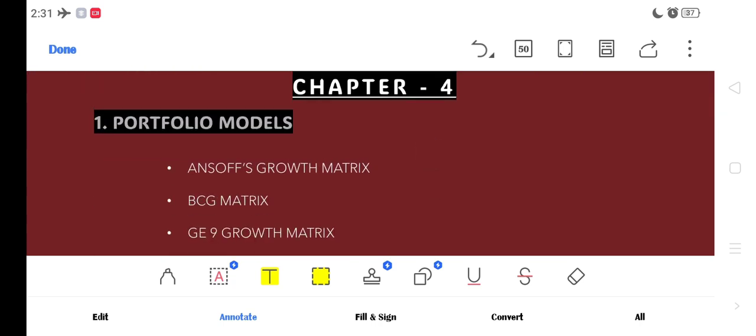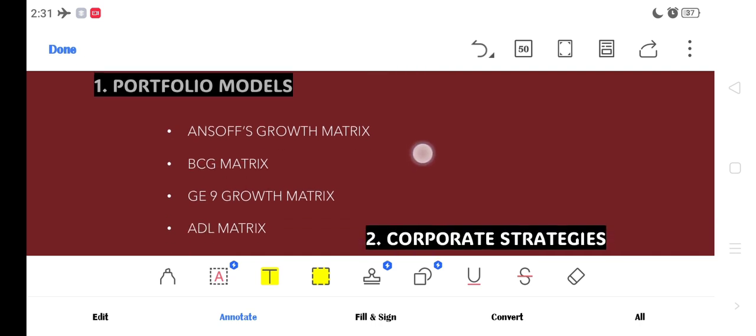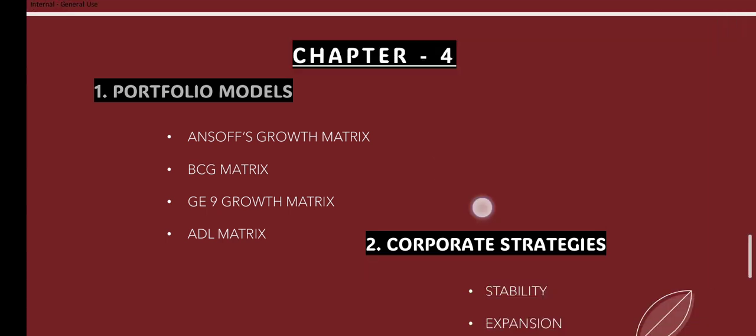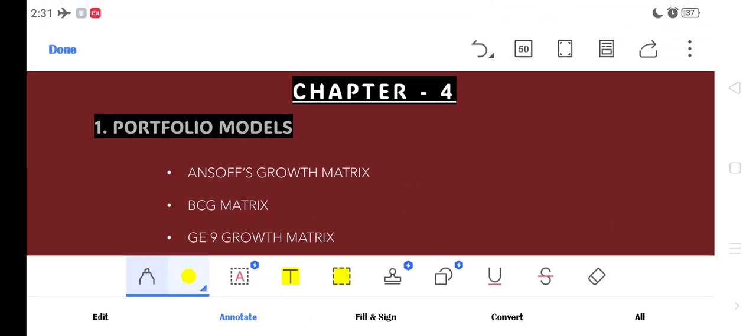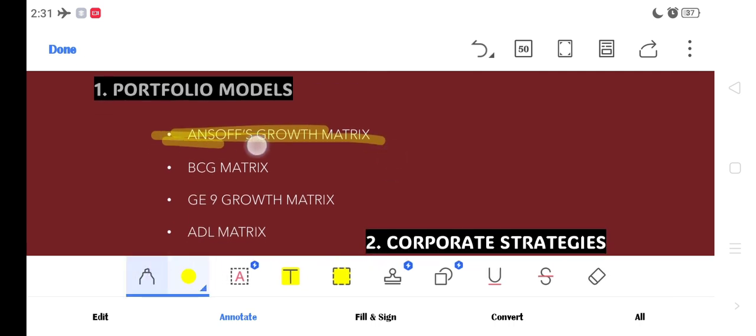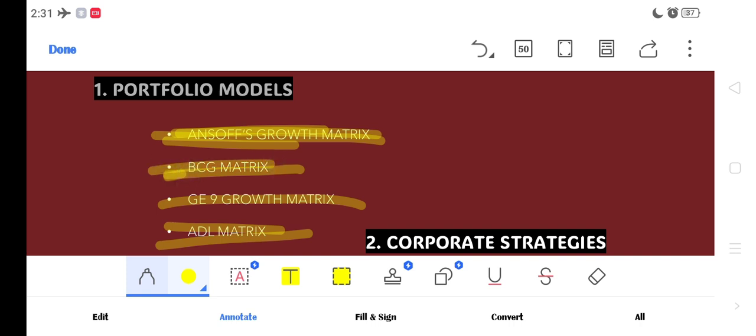And the next one, chapter number 4. What is this? Strategic choices, no? It is a very easy topic, guys, so don't panic. These are the topics covered. There are only two things in this chapter, which are portfolio models and corporate strategies. From portfolio models there are only these matrices: Ansoff's growth matrix, BCG matrix, GE nine-cell matrix and ADL matrix. From portfolio models they can ask these matrices, and I assume you know about Ansoff, BCG, GE nine-cell and ADL.